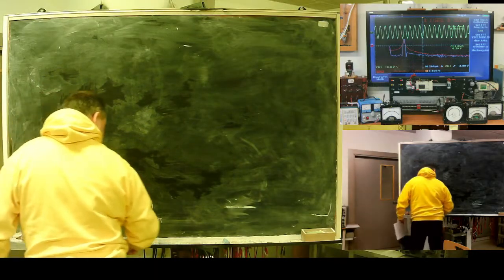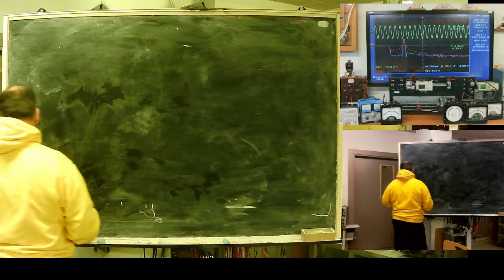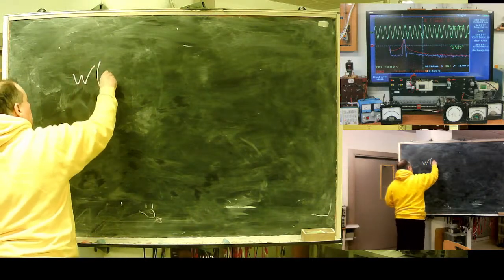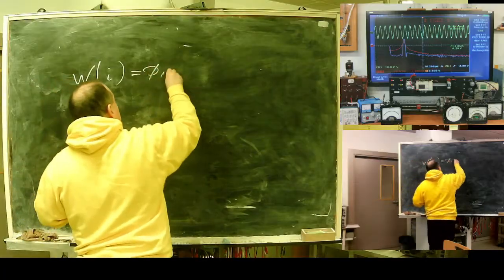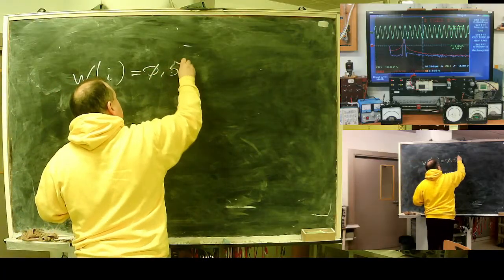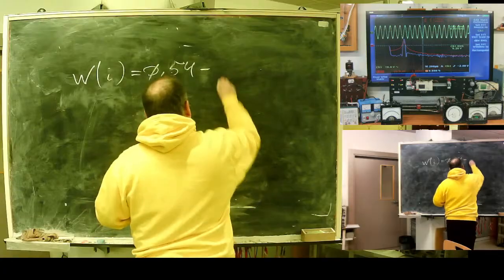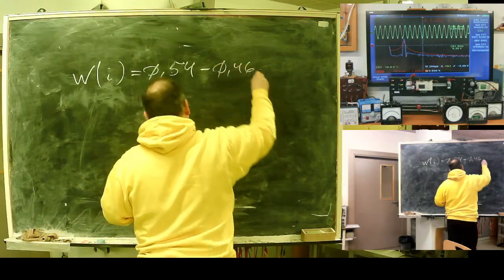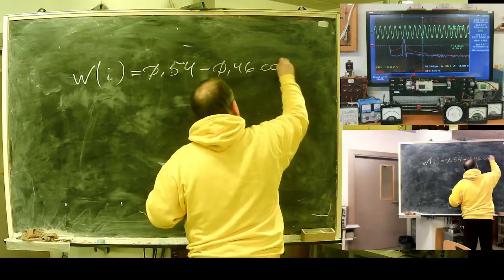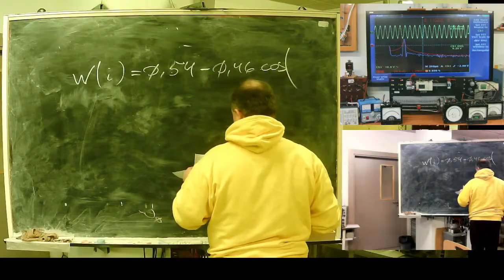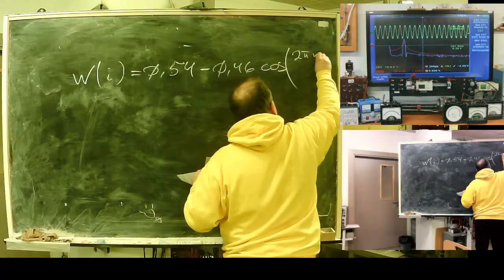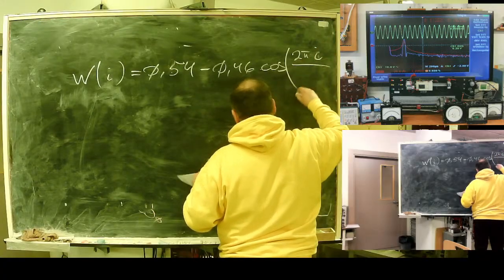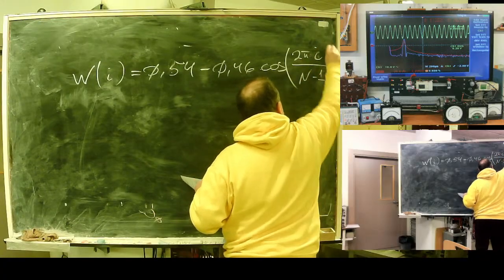The thing I activated is called the Hamming window. Its formula is 0.54 minus 0.46 cosine of double pi divided by this one.